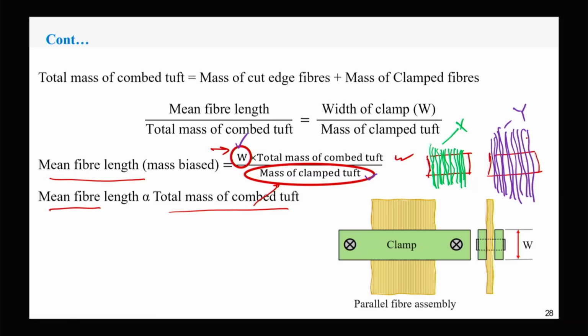The only difference is the protruding fibers, which are affecting the total combed mass. So in fiber Y, the protruding mass will be higher, so the total mass of the fibers will be higher. So that is indicating the mean length of the fiber.